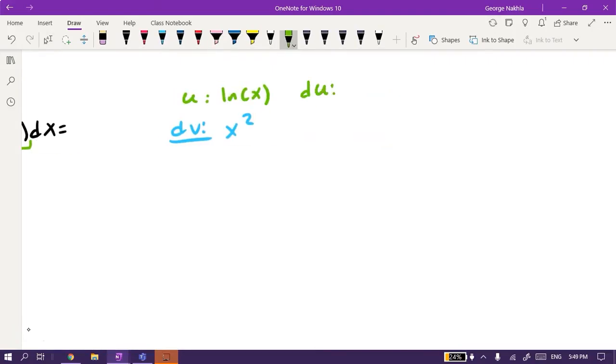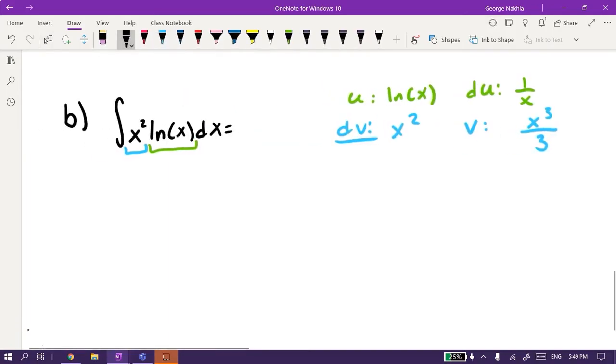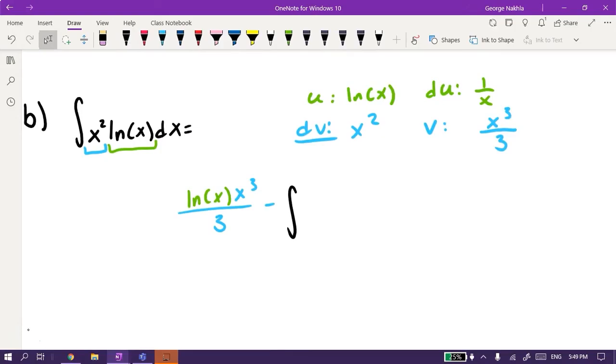So we're going to take the derivative of ln x just for future use, and that's 1 over x, and the integral of x squared, which is going to be our v value, is x cubed over 3, or 1/3 x cubed, same thing. So now we're just again going to plug these numbers back into the formula. So uv, our u is ln of x times our v, which is x cubed over 3, minus the integral of v du. So our v value is x cubed over 3, and our du value is 1 over x dx.